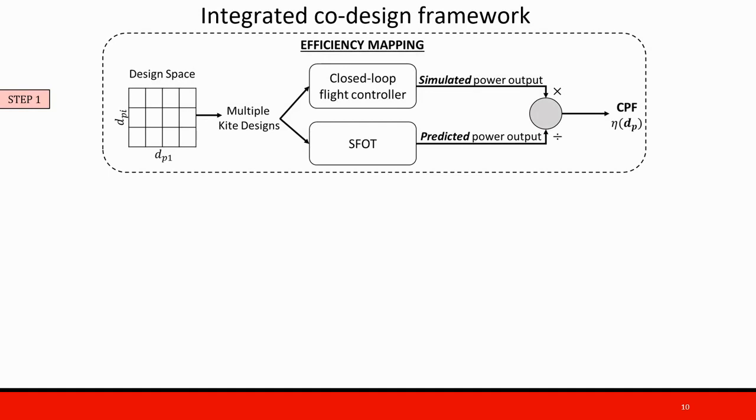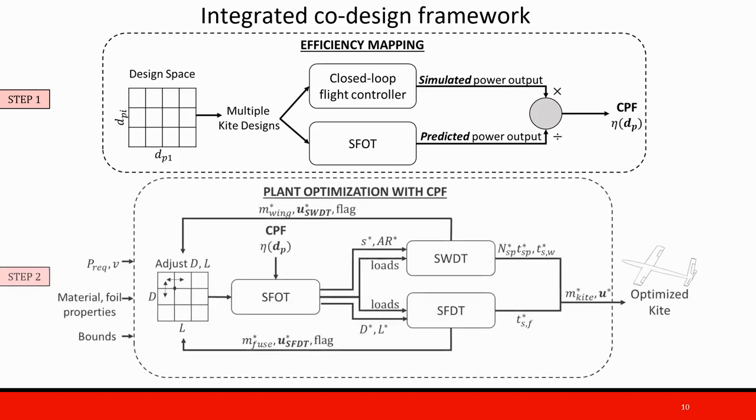The first step is to form the efficiency map, where multiple kite designs in the design space are simulated with the closed loop flight controller and compared with the predicted power output to form the efficiency map, or the control proxy function, as a function of the plant decision variables. The next step is to actually run the plant optimization.